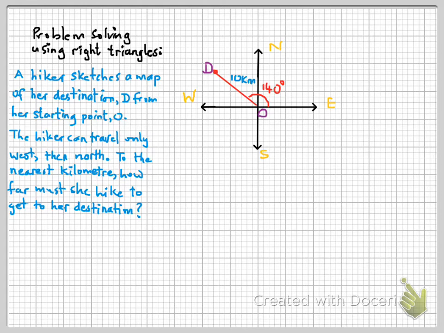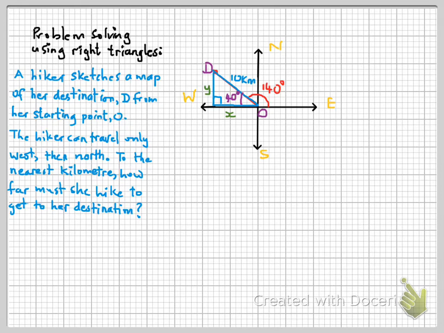We want to figure out how far she must hike to get to her destination. Well, one of the first things to note is that for her to go west and north, that means that you can complete that picture. You will have a right triangle there. If you go west from her initial starting point O and you go north to get to D, you will form a right triangle.